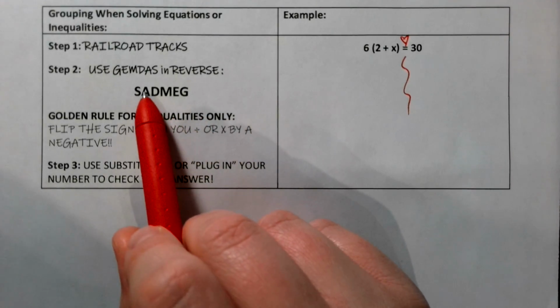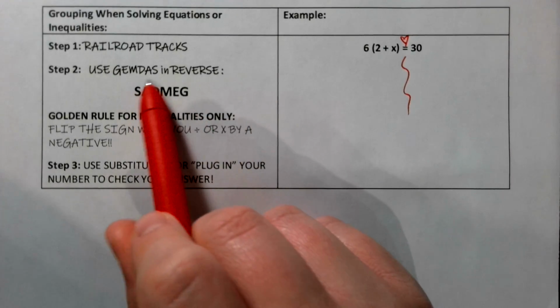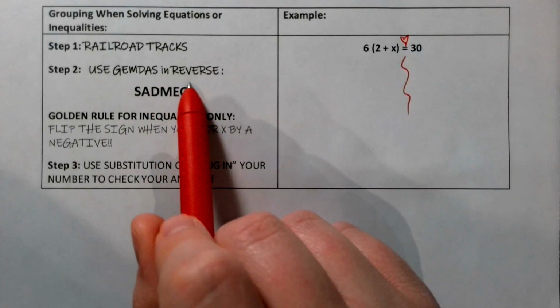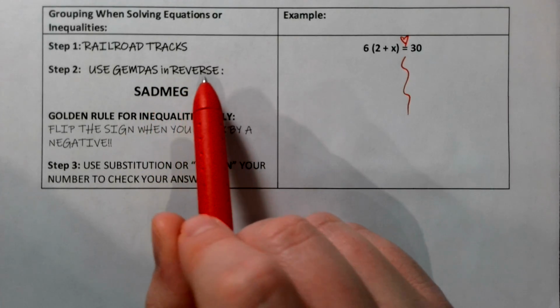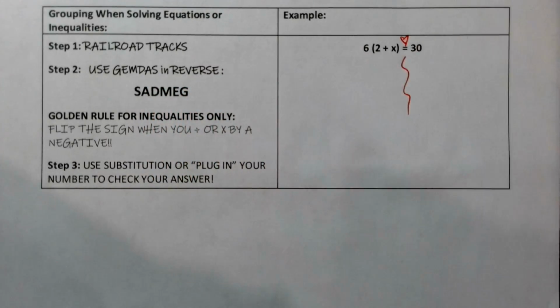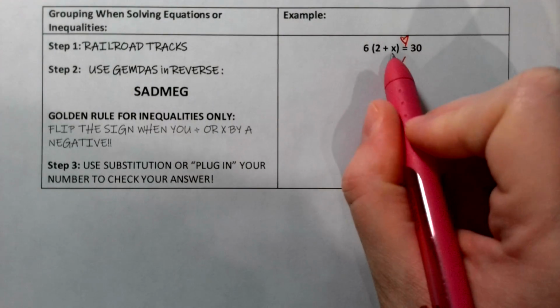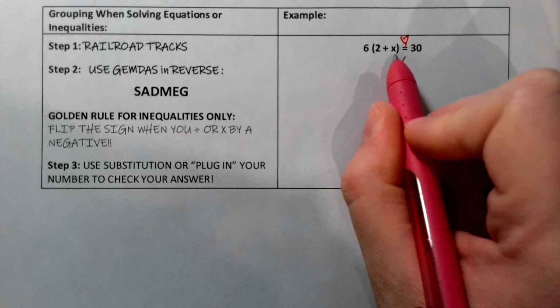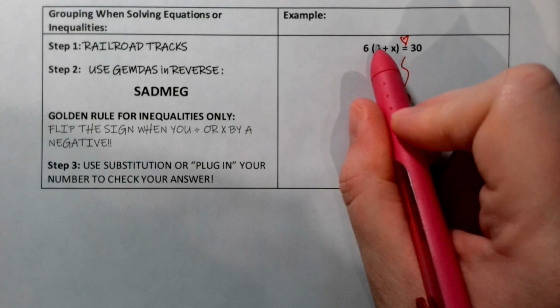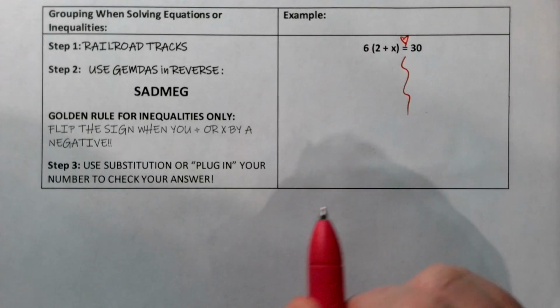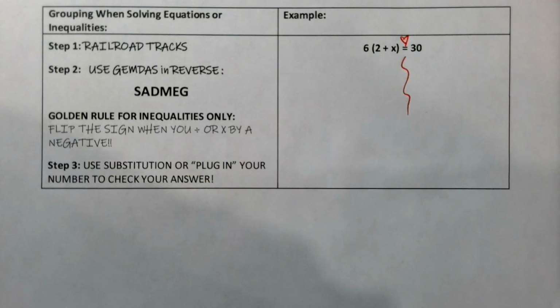But before we can get into GEMDAS, SADMEG, before we can get into that, what we need to do is, again, like I said, use that distributive property up here. What the distributive property says is whatever is on the outside of your parentheses, if you can't simplify in here because there's a variable, you have to multiply times everything on the inside of those parentheses.